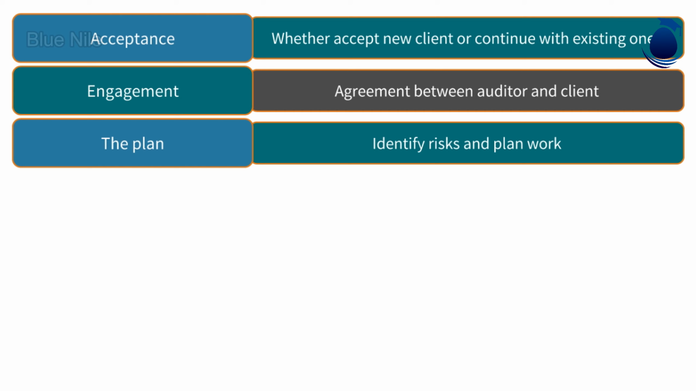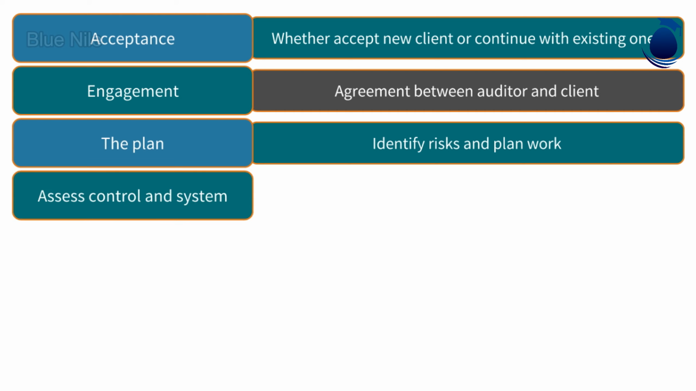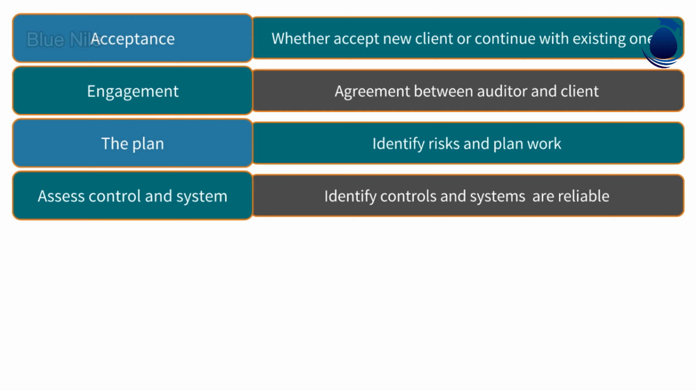Step 4. Assess controls and systems. The auditor must then review the systems and control procedures at the client. The aim here is to identify whether they have strong controls or poor controls. This helps decide how reliable the financial statements may be and the amount of work the auditor should carry out on transactions and balances.